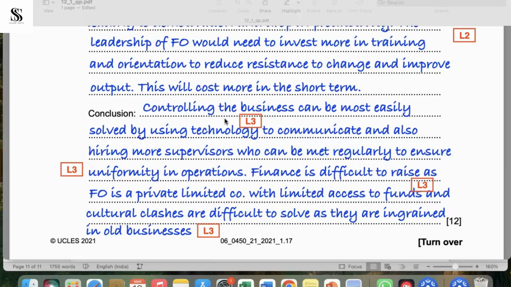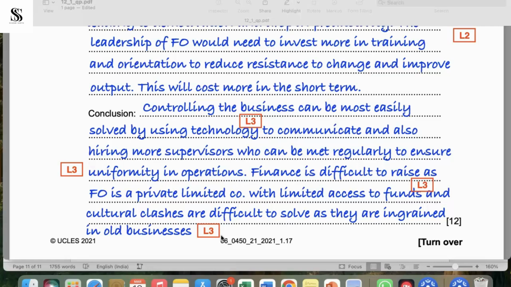The only thing the examiner would be looking for is very clear analysis and logical justification, right? So here I'm saying that this is easily solved by using technology to communicate, and also hiring more supervisors who can be met regularly to ensure uniformity in operations. So two reasons why I'm saying that controlling the business is easier. Finance is difficult to raise as FO is a private limited company and has limited access to funds, and cultural clashes are difficult to solve as they are ingrained in old businesses, right? So I'm justifying why I'm rejecting those two options.